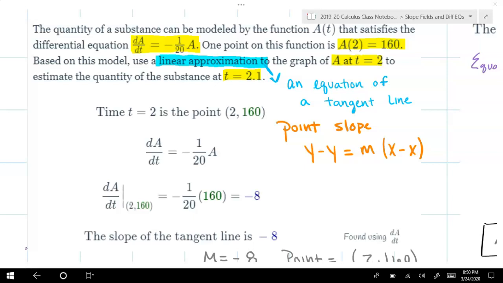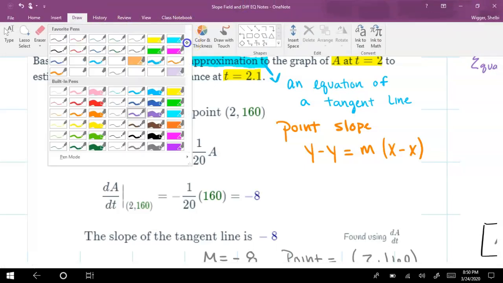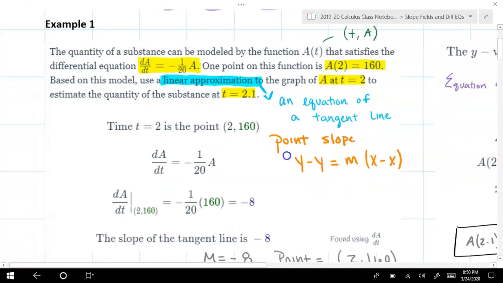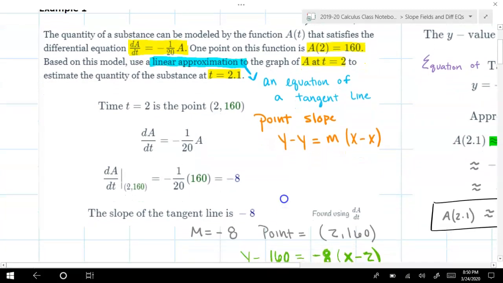dA/dt is equal to negative 1/20 times A. Well, A is the y value, because we have A of t given to us up here. So t is the x value, A is the y value. So we're going to replace A with our y value, 160, and we get negative 8. So we know the slope of the tangent line is negative 8.